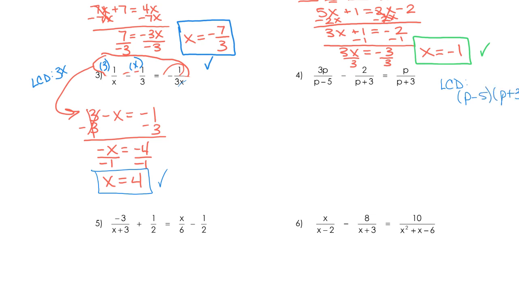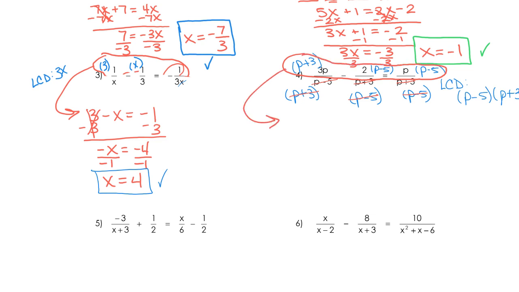Okay, so this one's going to need the p plus 3, top and bottom. This one's going to need the p minus 5, top and bottom. And this one's going to need the p minus 5, top and bottom. And so I believe now all of them have p plus 3 and p minus 5. And so we can go ahead and just focus on the equation that we get in the numerators.